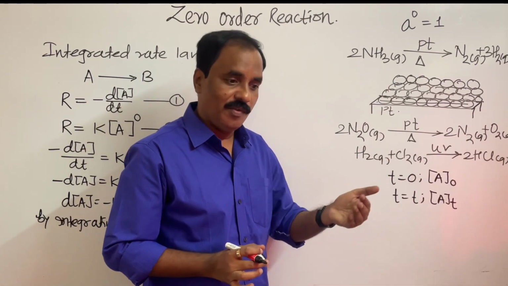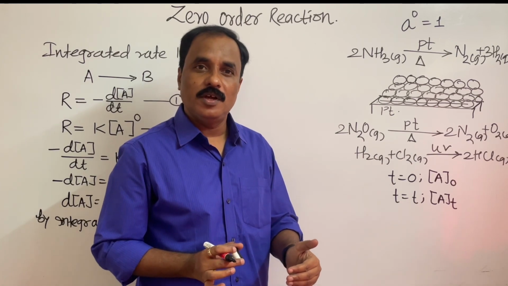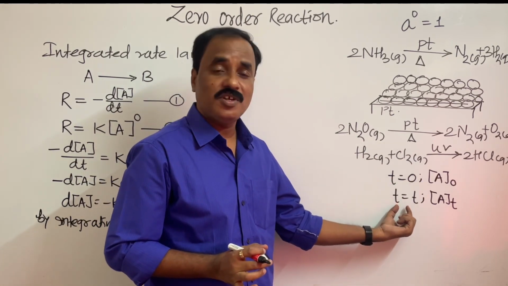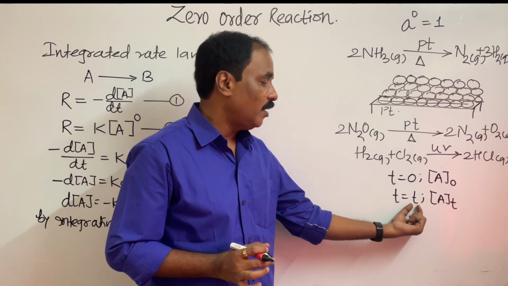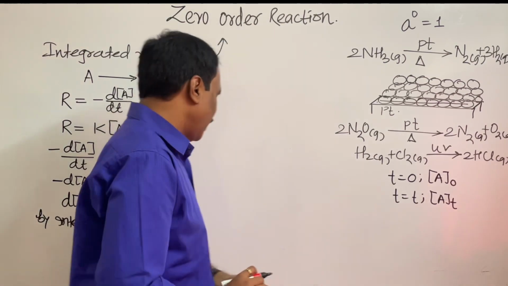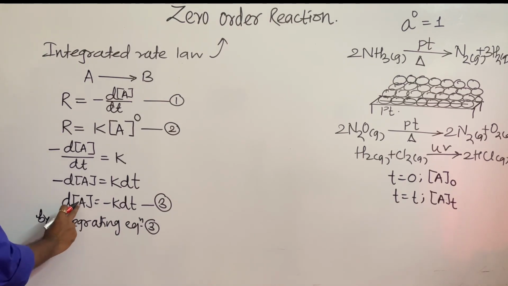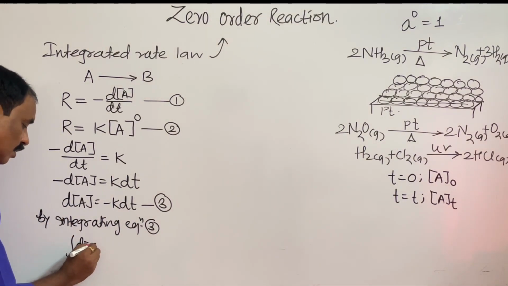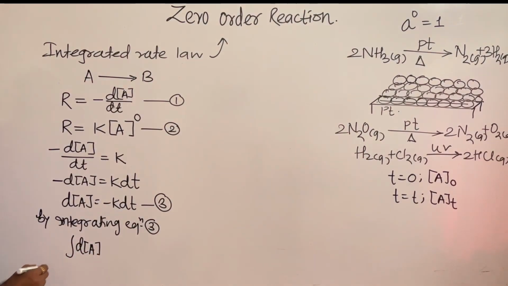Initial time is 0, before the reaction starts, t is equal to 0, and after a certain time t, the final time is t. So by integrating this equation, the integration of dA has limits: the lower limit is the initial concentration, and the upper limit is AT.